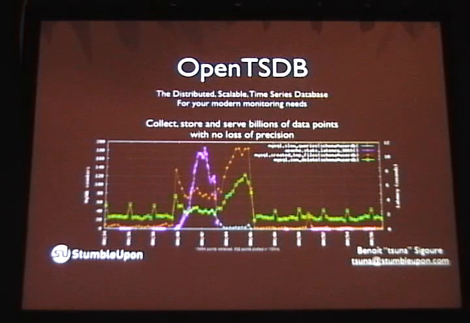OpenTSDB is a new monitoring system. It's a time series database. So it's something in which you can store all the numbers that come from your applications, machines, and everything, and then see how things are changing over time. It's meant to scale to billions of data points, so I'm going to show you why I built it, how I built it, and what's new with it.